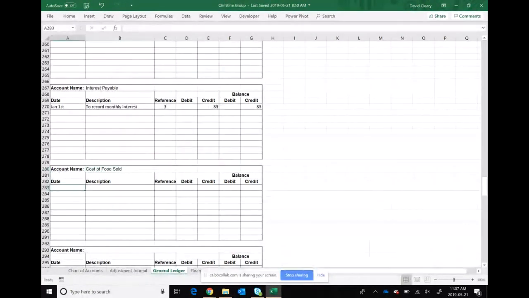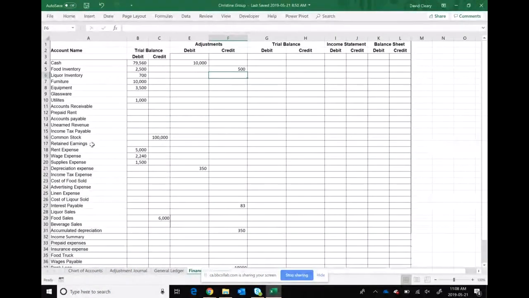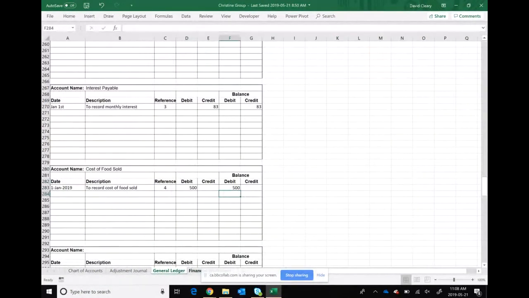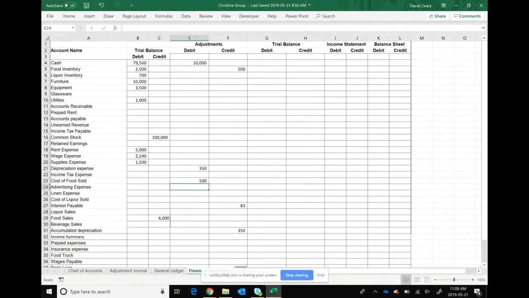There we go. On January 1st, to record cost of food sold, the reference was 3 or 4? It was 4. Debit $500 because it's the expense. There we go. And because we know nothing else is going to affect this account, we just take the balance straight up. Then go find our cost of food sold. You guys are quick. There we go. How much was it, sorry? The transaction? 500. 500. There we go.